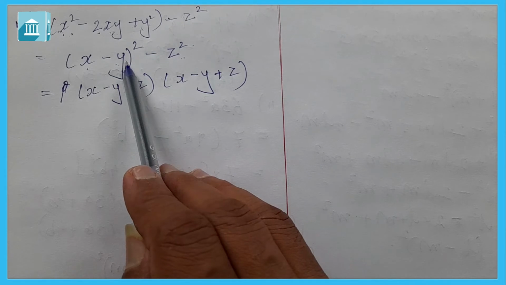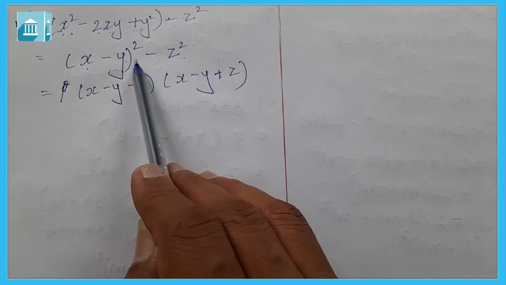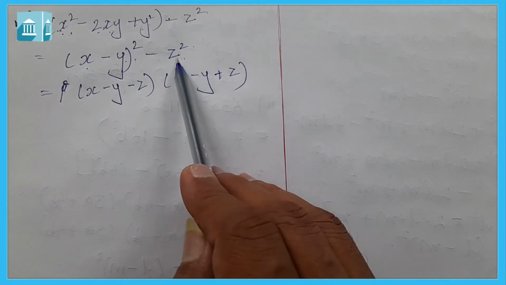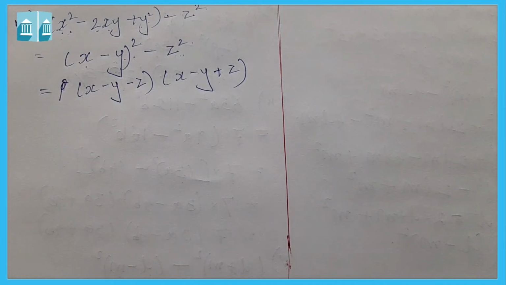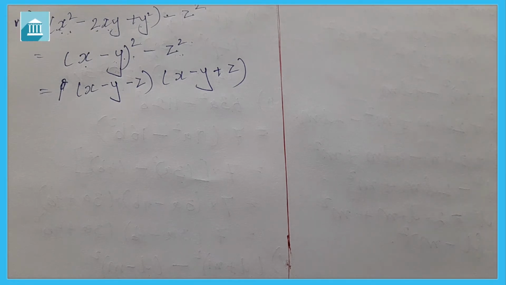So this is a square. Now we had considered x minus y as a and z as b. So a minus b and a plus b. So the answer will be x minus y minus z, x minus y plus z. And in this way we have to solve this equation also. Now let us see the next question, that is question number 8.